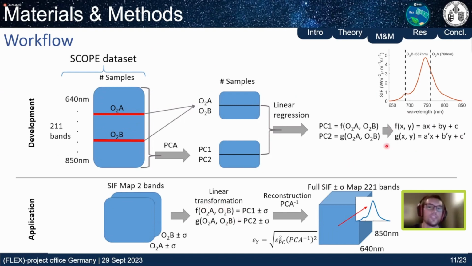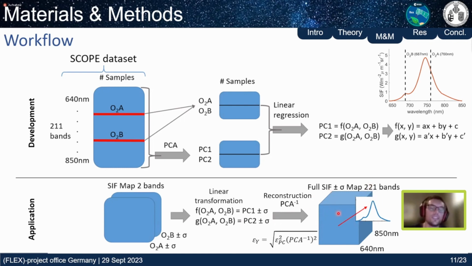So after using this linear transformation on the variables A and B, we obtain the principal components 1 and 2. As this is only a linear transformation, we can propagate the uncertainties from the beginning to the output. And after that, we apply a reconstruction with principal component analysis inversion to obtain from these two principal components the original dimensionality that we had at the beginning, the 211 bands.